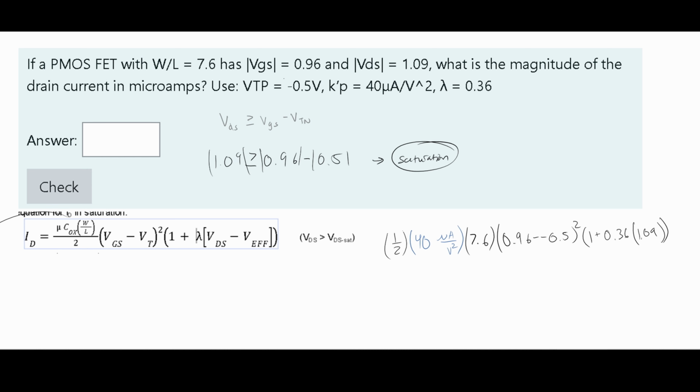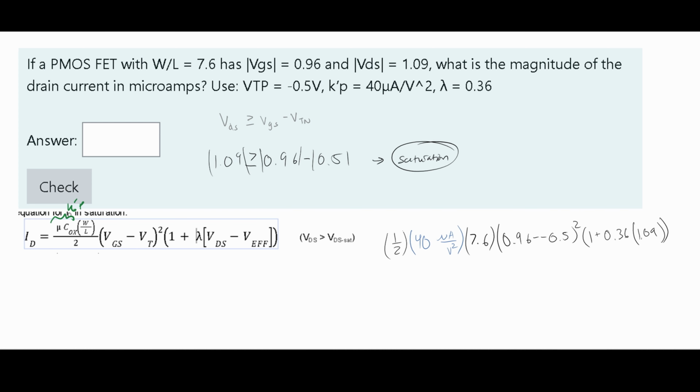So now let's look at this following equation right here. We're just going to plug all of our values into here. One thing to note is this mu COX is equal to our K prime P, so that's going to be equal to that 40 right there. W over L is 7.6. We have our VGS, which is 0.96 for this problem. We also have our VTP, which is going to be the 0.5.